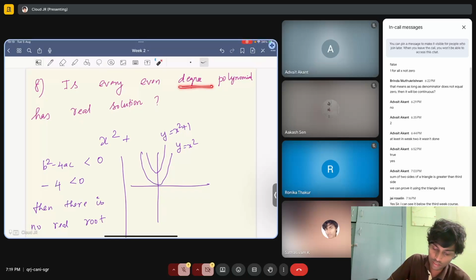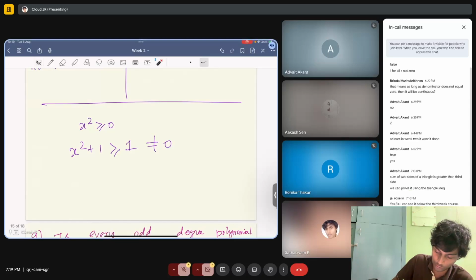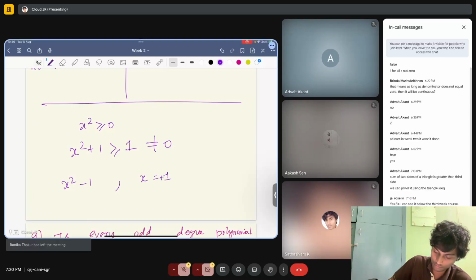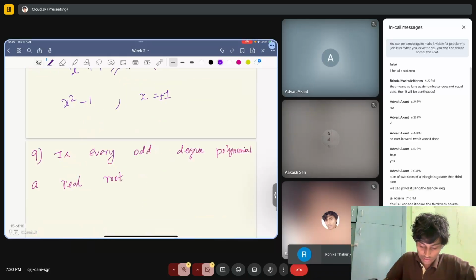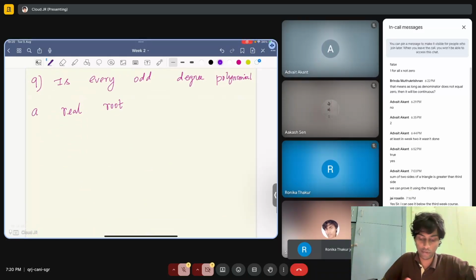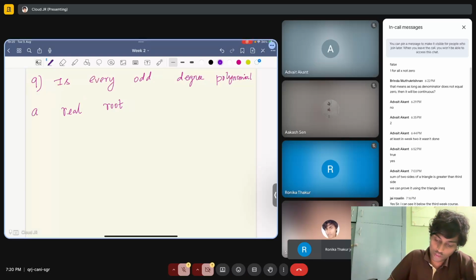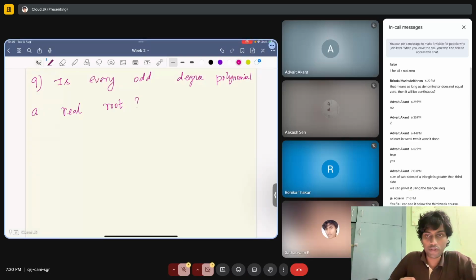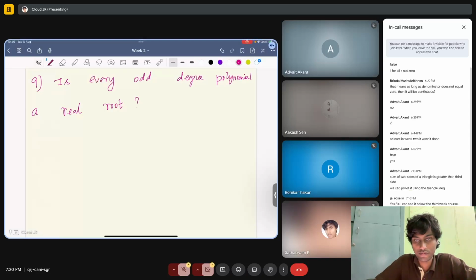If you have an even degree polynomial, in general you will not have a solution. There are situations where you have a solution. For example, you take x square minus 1, then you have two solutions, x equal to minus 1 and plus 1. So sometimes you have a solution, sometimes you will not. But let's look at the odd degree polynomial. Now the question is the same, but here we are asking: suppose we have an odd degree polynomial, does it always have a solution?